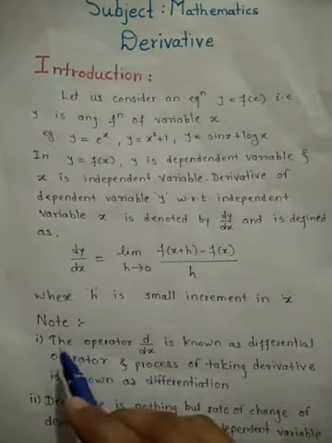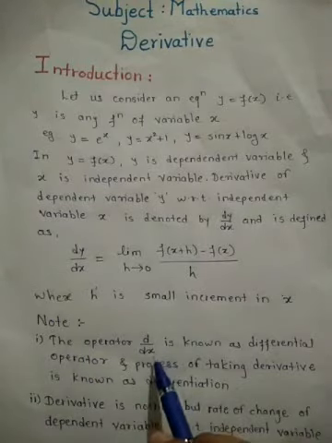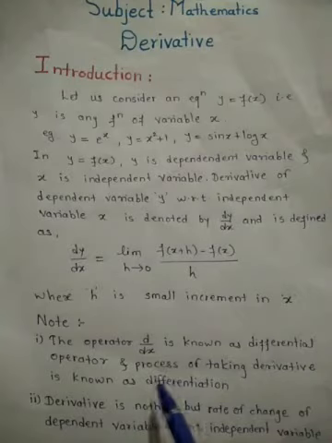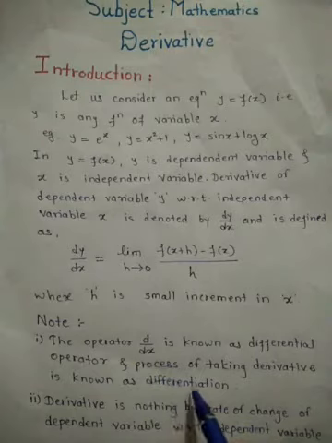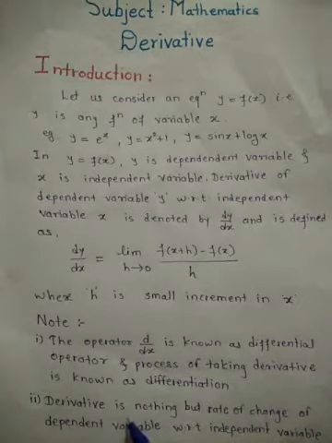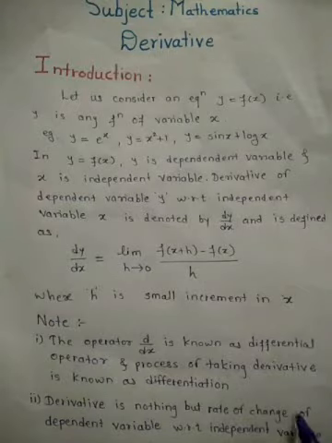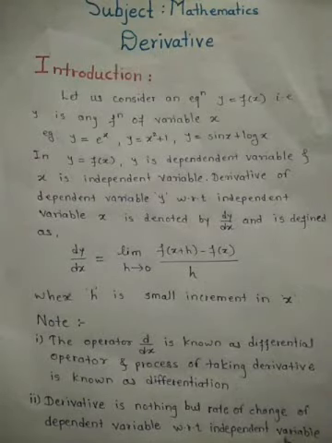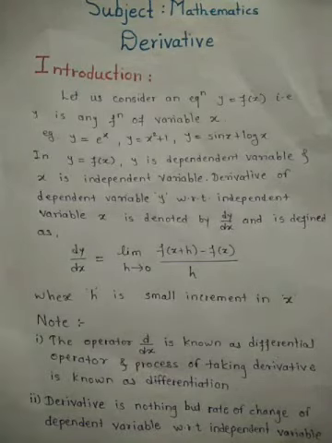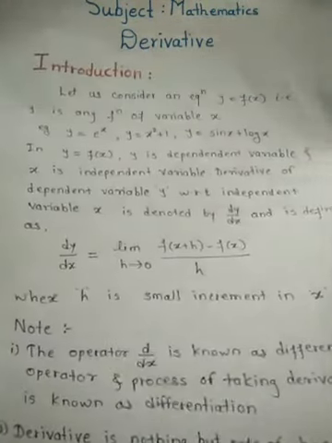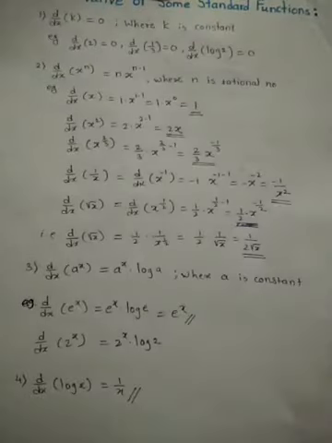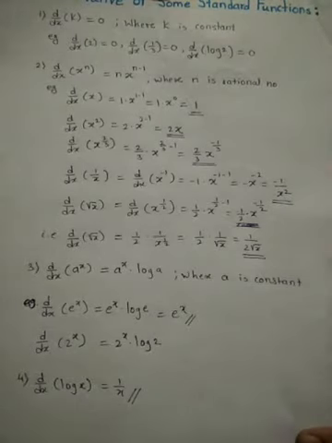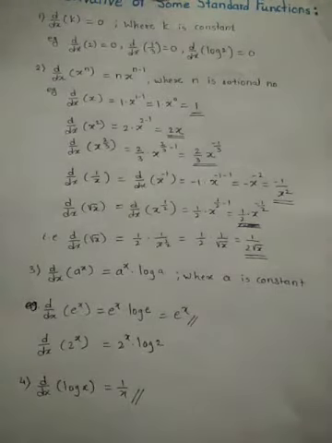Now see the note. First note, the operator d by dx is known as the differential operator and the process of taking derivative is known as differentiation. Second note, derivative is nothing but the rate of change of the dependent variable with respect to the independent variable. Geometrically, derivative is nothing but the slope of the tangent to the given curve.